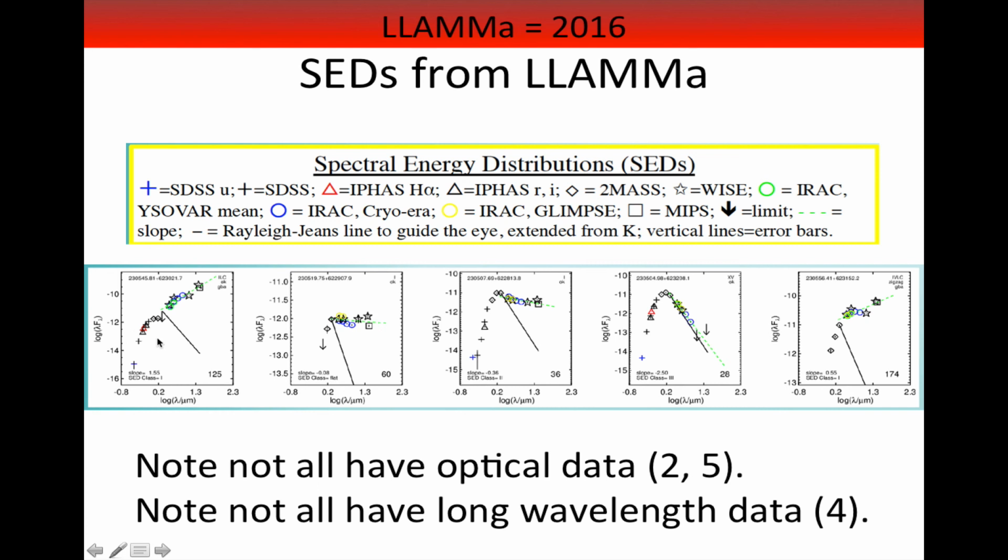Now look, not all of them have optical data. Lots of optical data there, none there. Optical data there and there, but none there. Not all of them have long wavelength data. Here we've got lots of MIPS and Ys, MIPS and Ys, MIPS and Ys. No MIPS, no Ys. MIPS and Ys. So this is what we're going to have too. We're going to have objects that don't have long wavelength data, objects that do. We're going to have objects that don't have optical data, and objects that do.